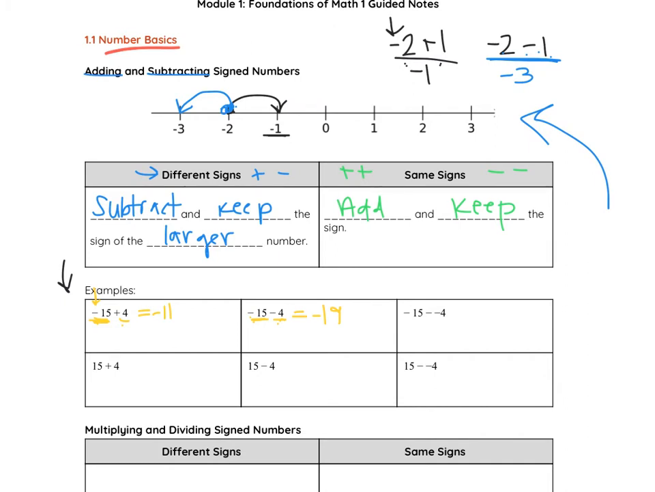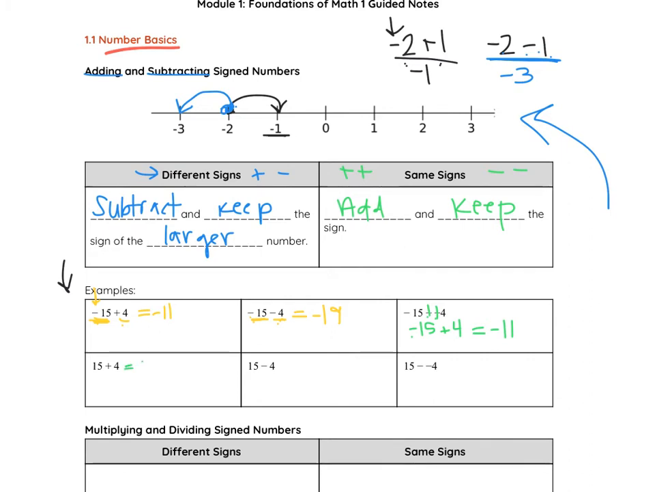The next one is a little different because you are subtracting a negative, and when you subtract a negative, that changes to adding. So we can rewrite this as -15 plus 4, which we've actually already done in that first example. These are now different signs, and so we're going to subtract, take the sign of the higher number, which was the negative.